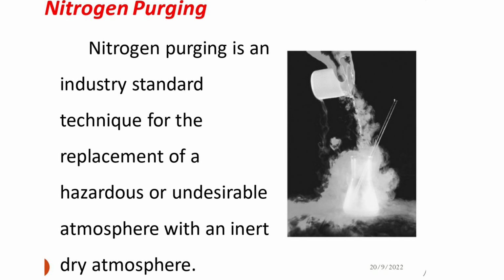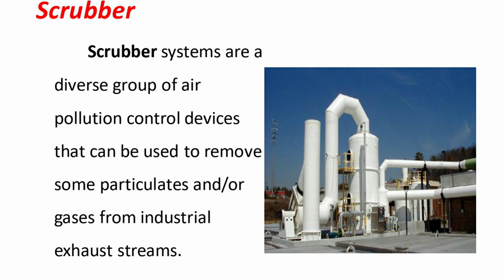Nitrogen purging. Nitrogen purging is an industry standard technique for the replacement of a hazardous or undesirable atmosphere with an inert dry atmosphere. Scrubber. Scrubber systems are a diverse group of air pollution control devices that can be used to remove some particulates and/or gases from industrial exhaust streams.